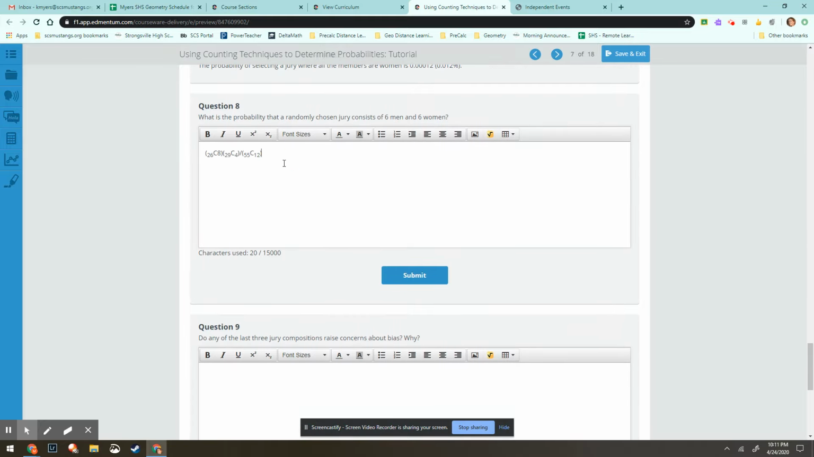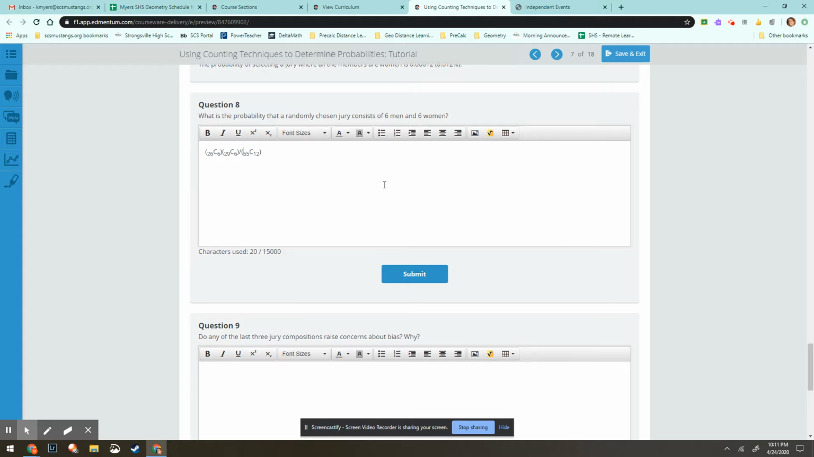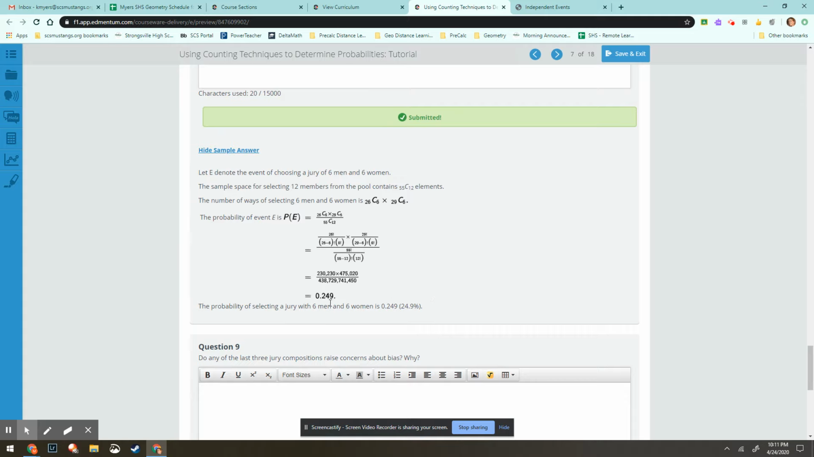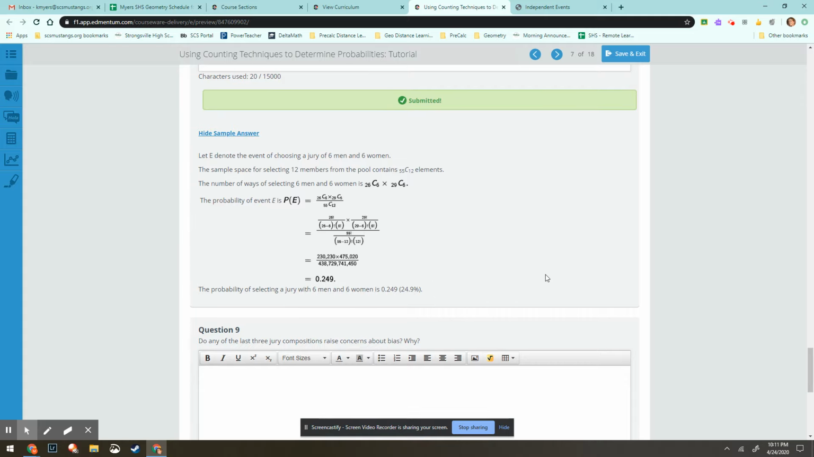And I'm going to take my answer from the 8 men and 4 women. And now I want to choose 6 men and 6 women. So my numerator would be 26 choose 6 times 29 choose 6. That would be the total number of ways to pick 6 men and 6 women divided by 55 choose 12. Again, that's going to be our handy dandy calculator working that out for us. And we get 0.249, which is about 24.9%.